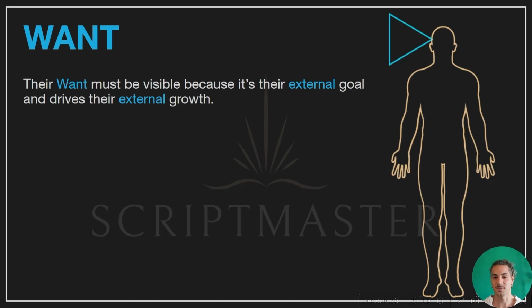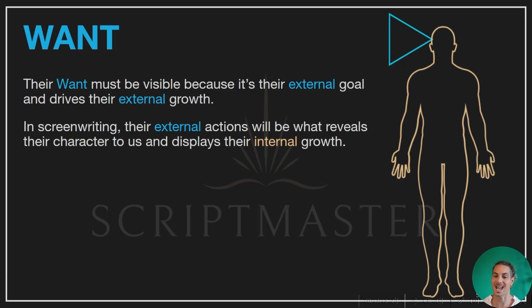Their want must be visible because it's going to be their external goal, and as a result of that, it's going to be what drives their external growth, the changes in their external world that will be achieved by the end of your story. In screenwriting, their external actions, what they do, what they say, is going to be your only method for revealing their character to us and displaying their internal growth. Now, if you're writing prose, you're writing a novel, of course you have license to jump into their head and heart and tell us what they're thinking, but not the same in writing for the screen.